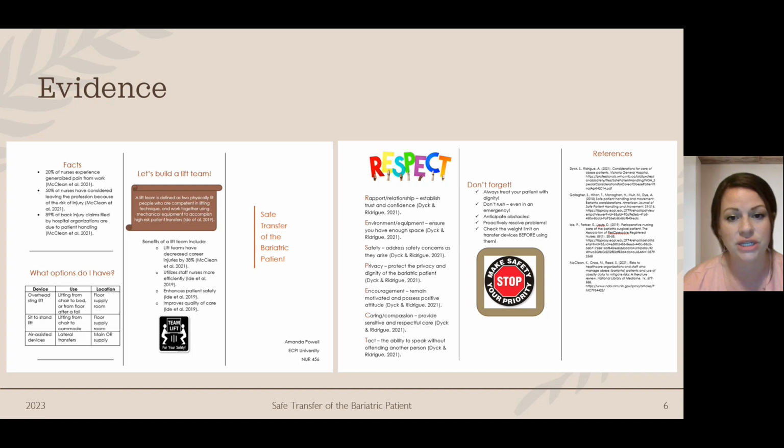The last thing I want to mention here is the RESPECT method. I know it's a little small, so I'm going to go through kind of what it talks about. The method is really just a guide to ensure the highest safety for both the nurse and the patient. So we'll just go down the letters here. First, you want to spend time with your patient to build a rapport, and you want this rapport to be based on trust.